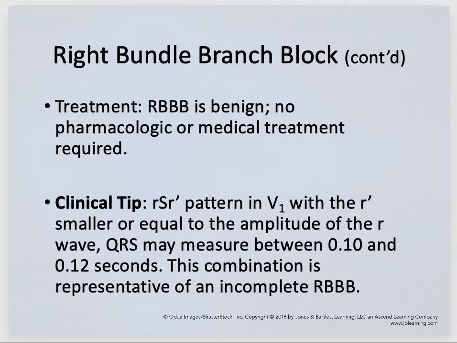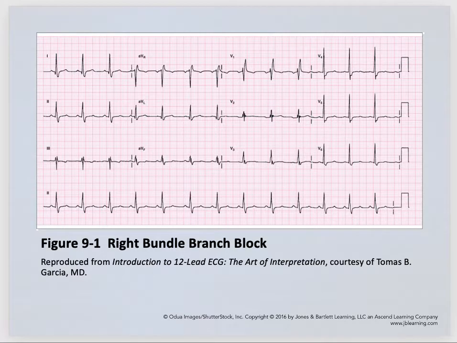So what makes you pick a right bundle branch block on the test? Well, you're looking at V1, you see R prime, rabbit ears, in V1. You also count the boxes of the QRS, and it's greater than 0.10 seconds. You guys got that? So how do I pick this on the test as being a right bundle branch block? I look at my V1, I have an R prime, rabbit ears, right? A little notched R wave.